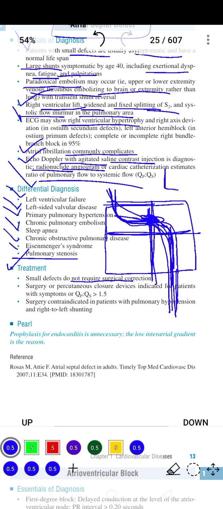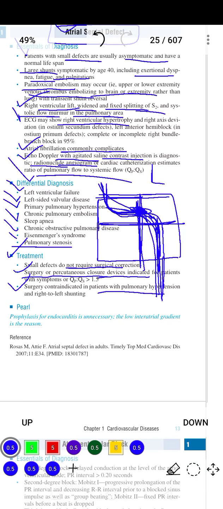Treatment of the atrial septal defect: if a small defect is there, it does not require surgical correction, while surgery is performed in others. Percutaneous closure device is indicated in a large defect, and surgery is contraindicated in the patient having pulmonary hypertension and right to left shunting. So this is atrial septal defect.